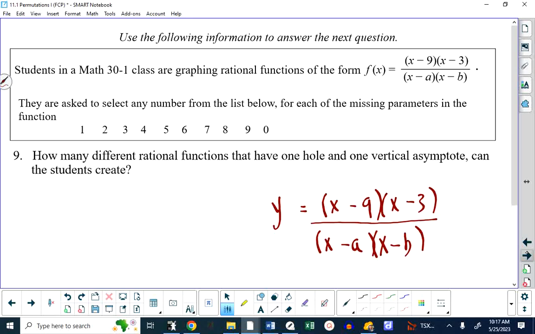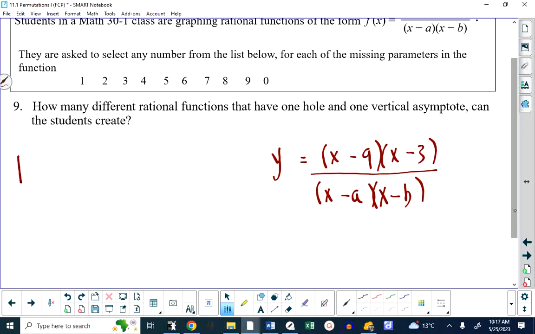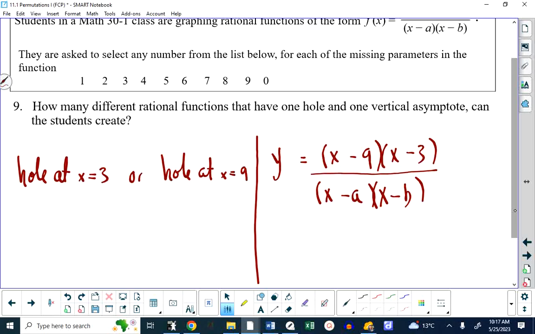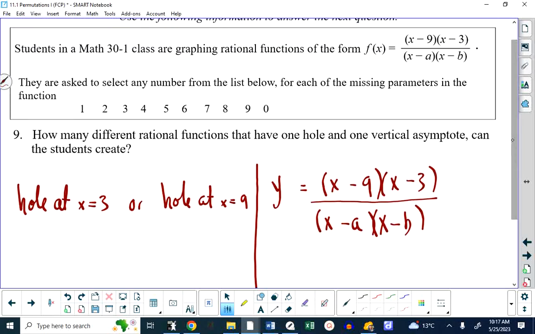So would you agree that if there's a hole, it has to be either at x equals 3 or at x equals 9? Okay. We can have a hole at x equals 3 or a hole at x equals 9. Can I have a hole at both? Why not, Brody? You only have one, and you need a vertical. I need a vertical asymptote, right? So one of these factors, whether it's x minus a or x minus b, one of them has to be x minus 3 or could be x minus 9.